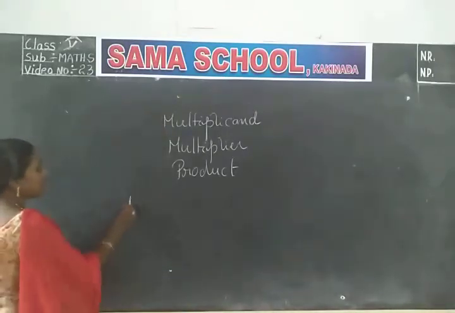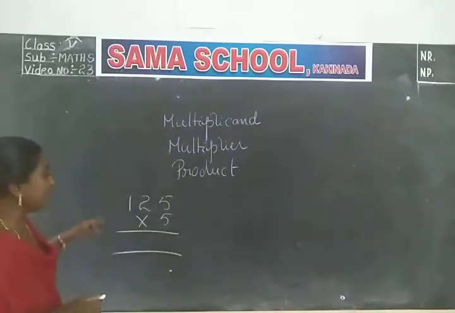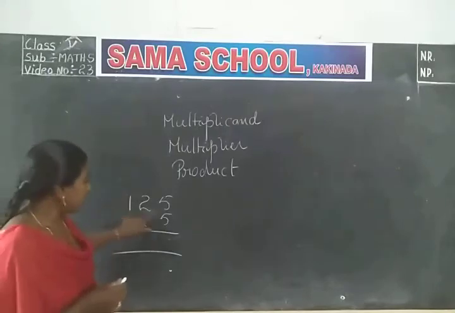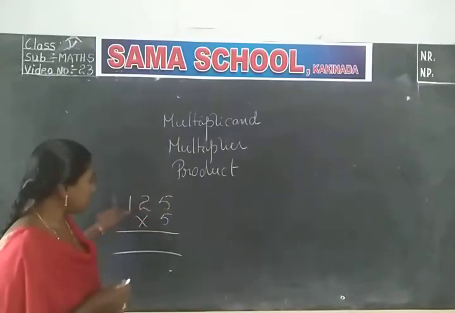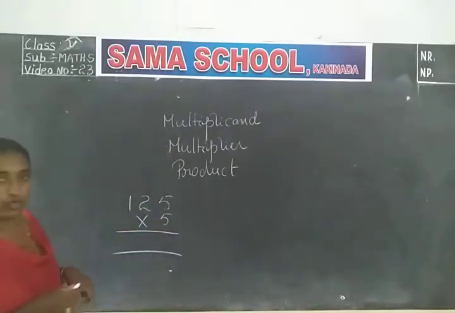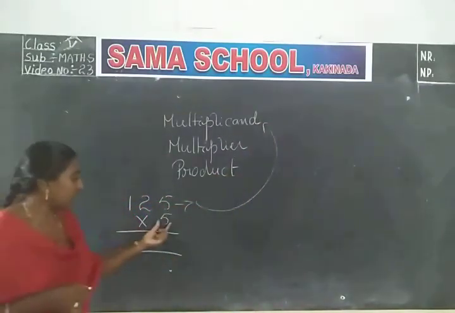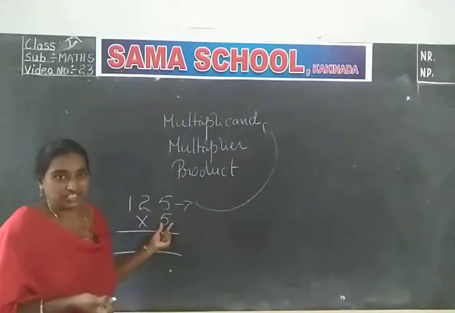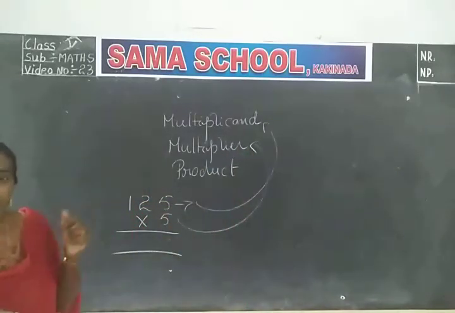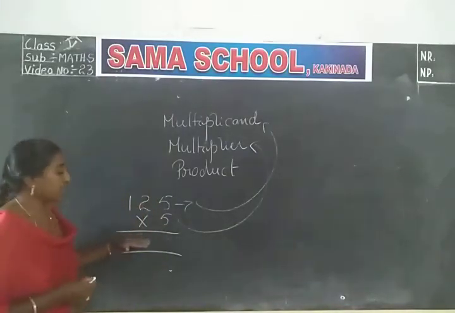See, when you are doing the multiplication like this, you got a multiplication. In this multiplication, the first number, what is the first number? Not this one. The whole number will be considered as the first number. This first number is known as multiplicand. And the second number, by which number we are doing multiplication, that is known as multiplier. And after doing the multiplication, you will get the product.